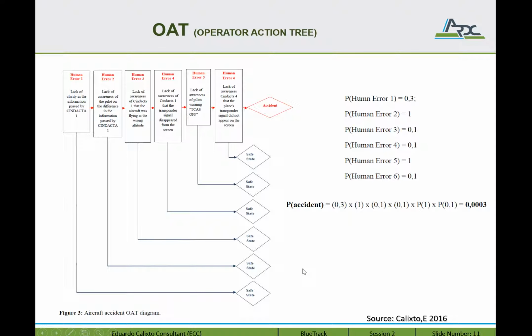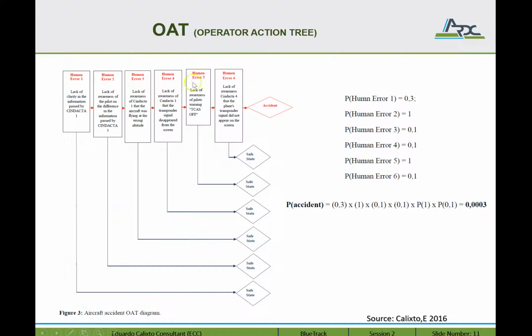The next method is operation action tree. In this method, we have a sequence of activities of a task, or a sequence of human errors, that can trigger an equipment shutdown, that's a consequence of human error, or even accidents. So in this operation action tree, basically we need to apply the probability of each sequence of tasks that can trigger, and if one of them has a human error, you can have an accident.